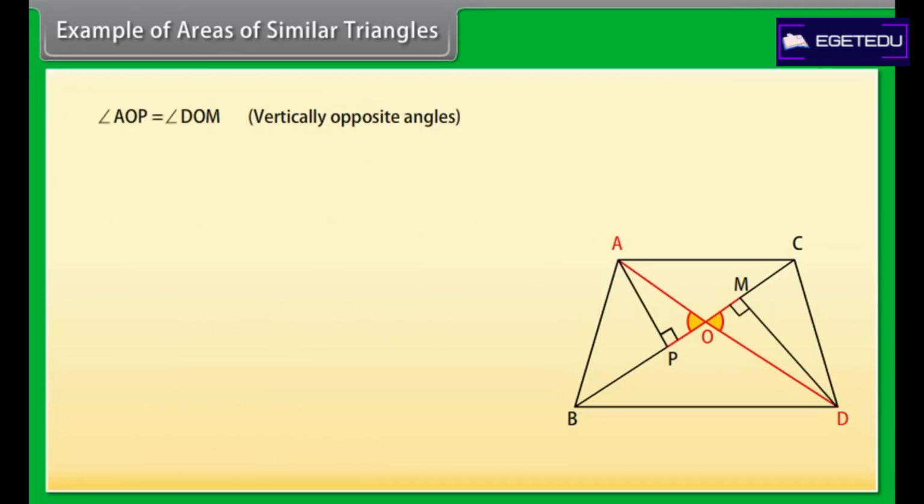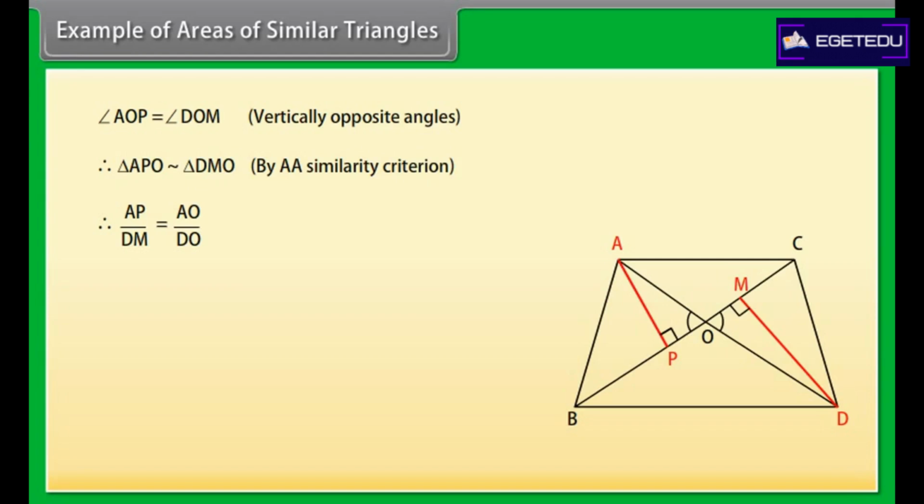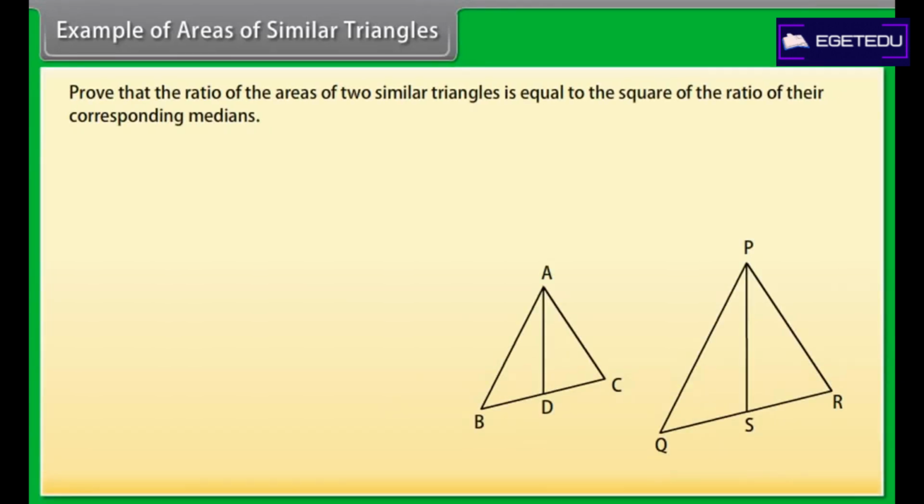Angle AOP equals angle DOM, vertically opposite angles. Therefore, triangle APO is similar to triangle DMO by AA similarity criterion. Therefore, AP upon DM equals AO upon DO, which implies area of triangle ABC upon area of triangle DBC equals AO upon DO.